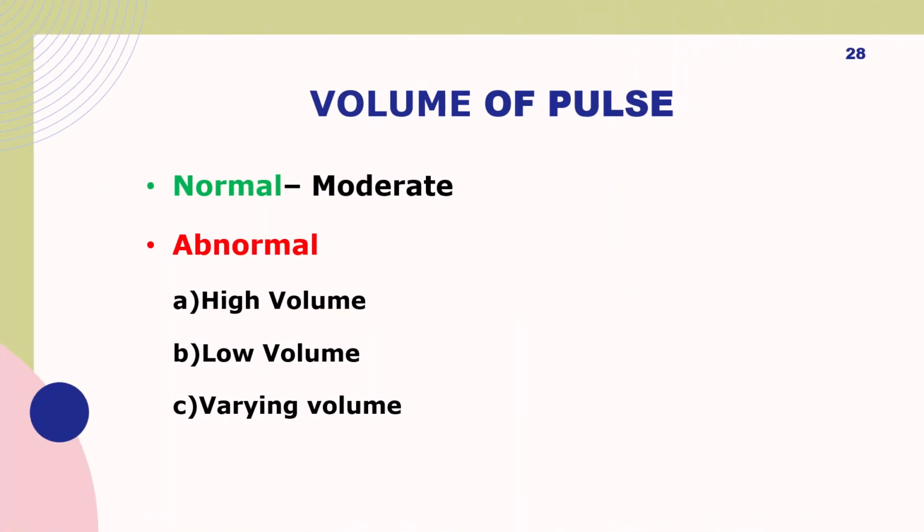Pulse volume reflects the strength of the pulse wave. A high volume pulse may result from conditions like aortic regurgitation or fever, while a low volume pulse could indicate hypovolemia or heart failure. Sometimes volume may vary from beat to beat, as seen in arrhythmias.